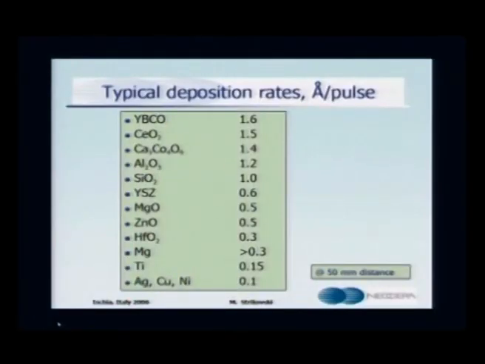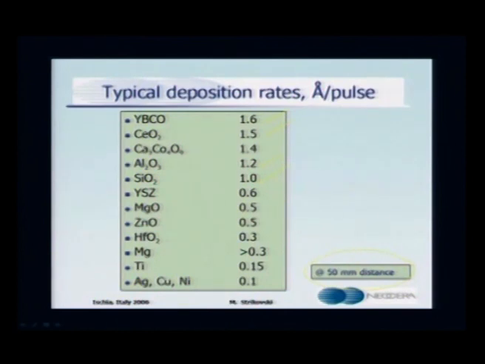deposition technique. With this in mind, at a distance between the target and the substrate of 5 centimeters, you can anticipate typical deposition rates of the order of 1.6 angstrom per pulse if you are going to deposit yttrium barium copper oxide, which is a superconductor. If you go for ceria, you can easily ablate that. Calcium cobaltite, alumina, silica, all these insulating materials you can easily ablate with a very high deposition rate.